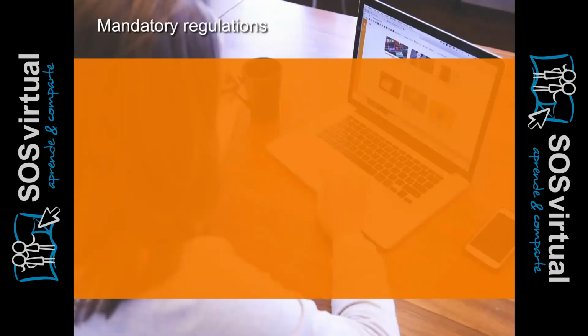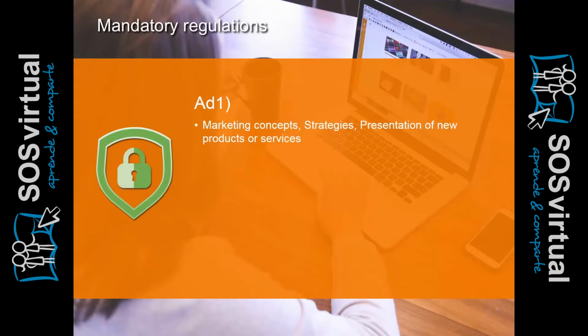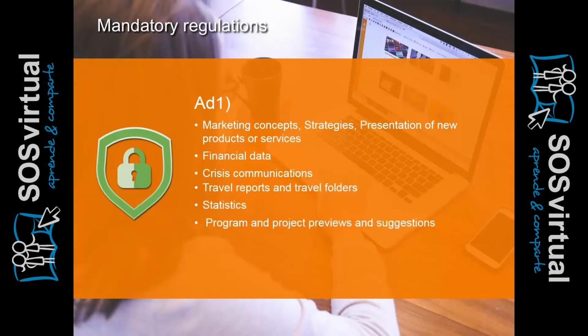Some examples of this type of information are marketing concepts, strategies, and presentations of new products or services, financial data, crisis communications, travel reports and travel folders, statistics, program and project previews and suggestions, PCS reports, and documents containing data of a specific project.